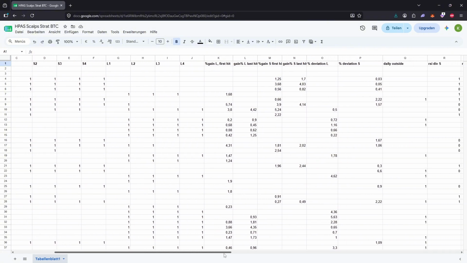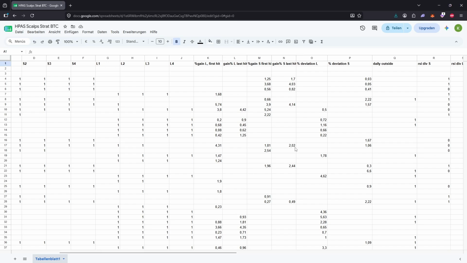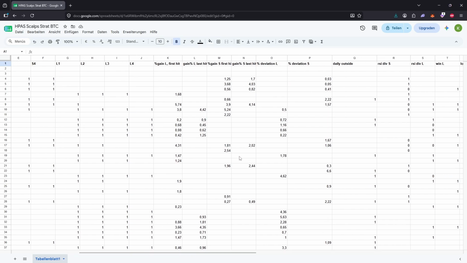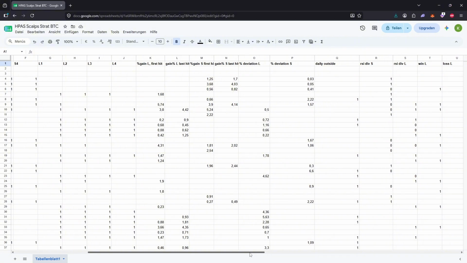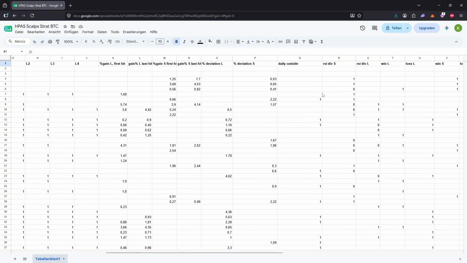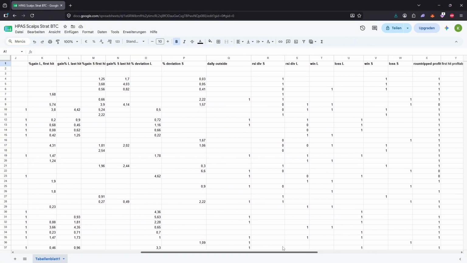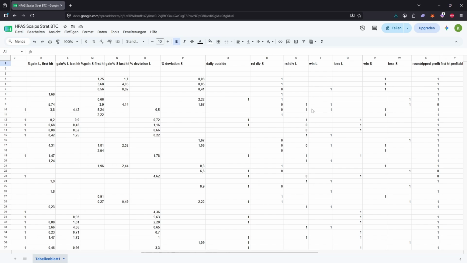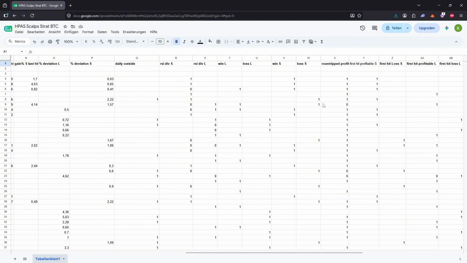I measured if price action deviated my short and long levels. I measured if the price action closed above or below my short and long levels. I measured if there was RSI divergence or not. I measured if the trade was a win or not, obviously. I measured if price action came back to my entry at some point.